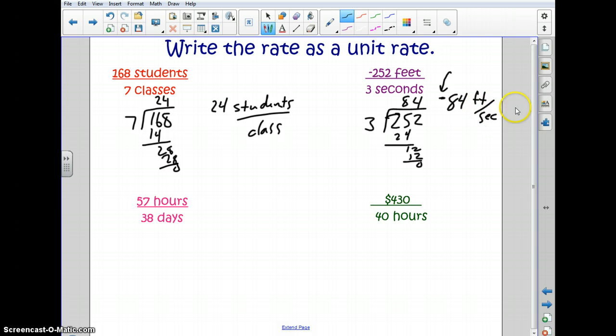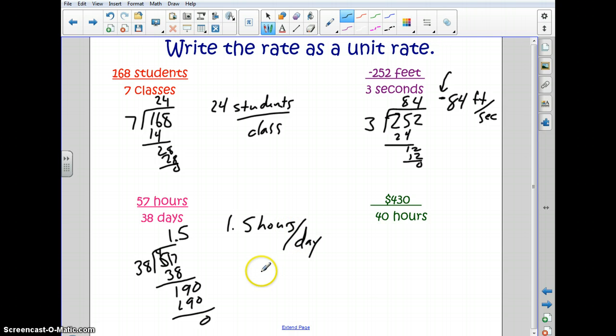Come down here, 57 hours and 38 days. Same exact thing, 57 divided by 38. Goes in there 1, and it goes in there 5 times. So it'd be 1.5 hours per day. And this is just like my ratios. 1.5 hours to 1 day. 24 students to 1 class. Negative 84 feet per 1 second.